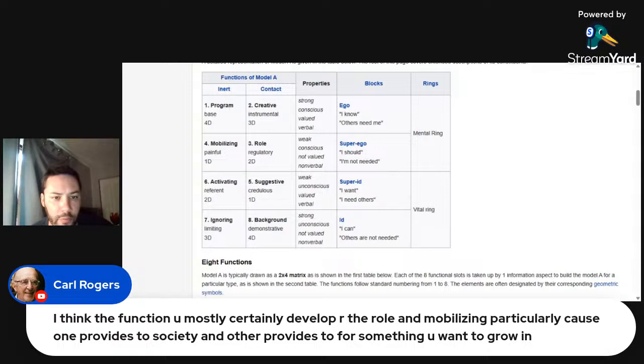You mostly certainly develop the role and mobilizing, particularly because one provides to society and the other provides for something you want to grow in. Yeah. And both role and mobilizing are two-dimensional functions, so you have more capability in them. The role is also something where you're looking at this like, okay, I need to produce something here, and I have to get it done. Society wants me to get it done, so I got to do this. There's some incentive there for you to try to get better. Mobilized, you actually want to get better.